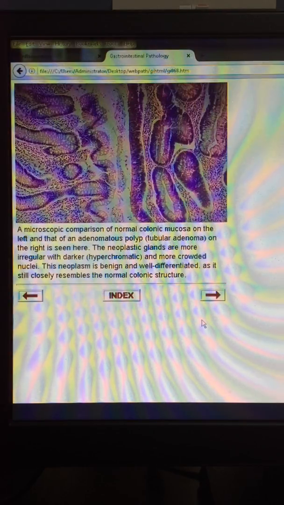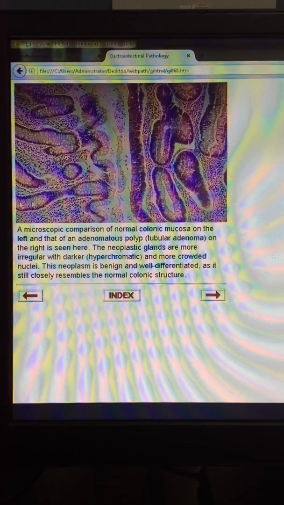Under the microscope, the adenomatous polyp, regardless of the underlying or syndromic association with these polyps, shows similar morphological appearances. Here, this part represents normal colonic mucosa.